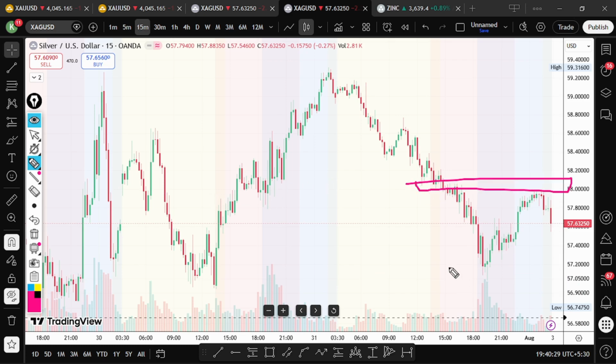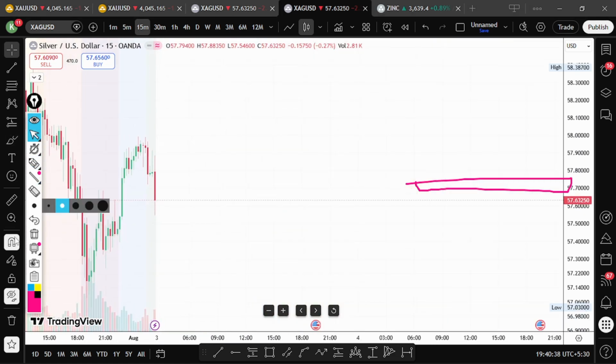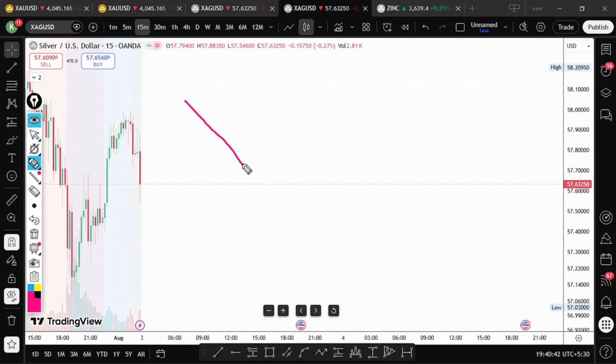Let it go up from here with a strong pattern. See what the market has been doing. The market is coming down like this, okay, like this, and it's now in the middle. So let's wait for this area.